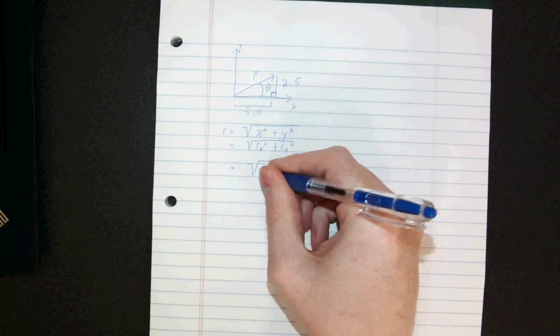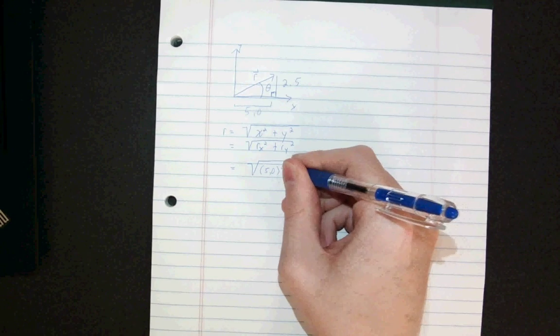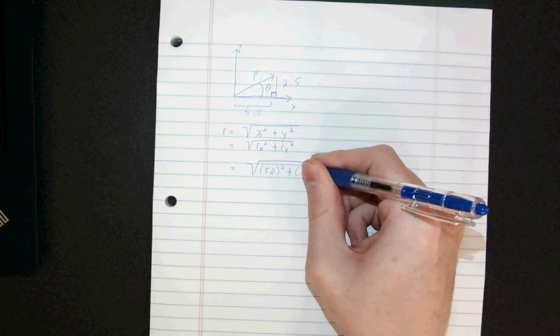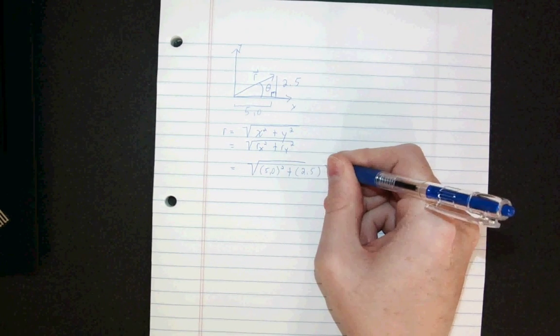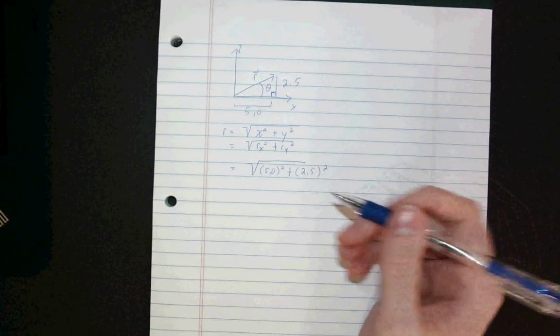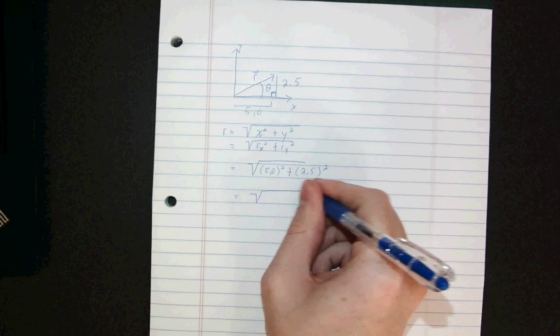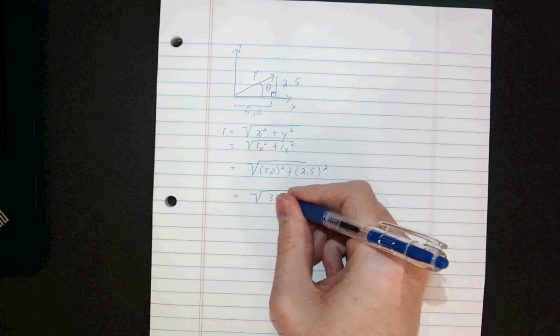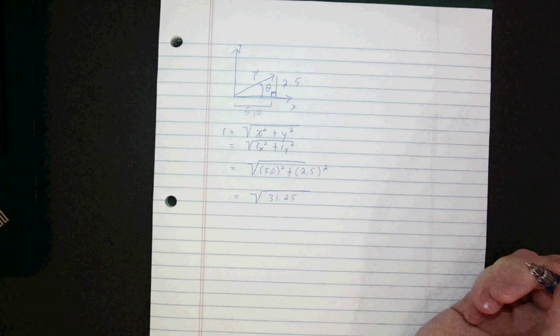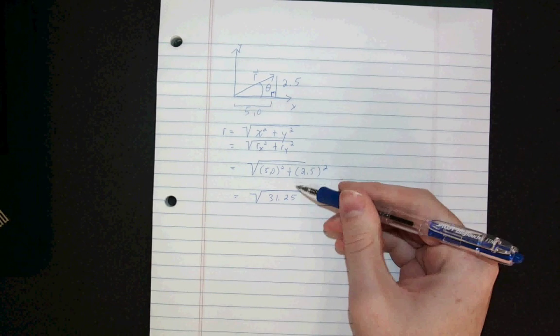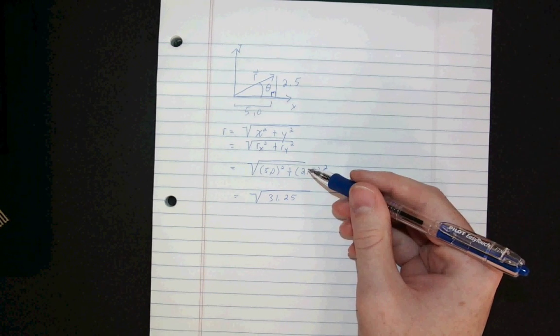My x component is 5. My y component is 2.5. And if I square these and add them together, I get 31.25. If you want to take a second, pause and check that I did that step correctly, go ahead and do that now.